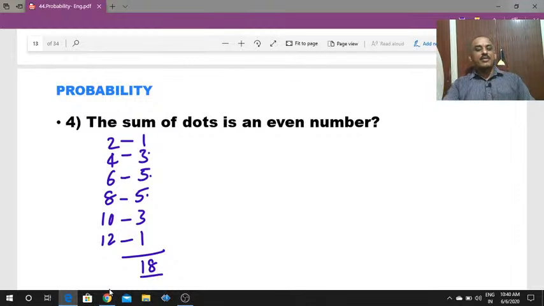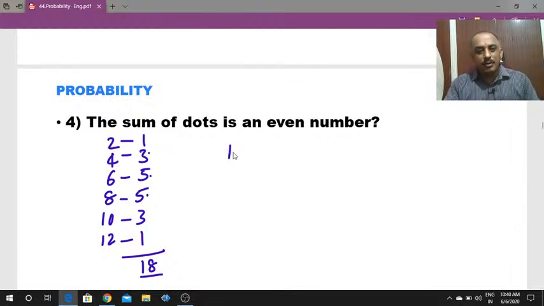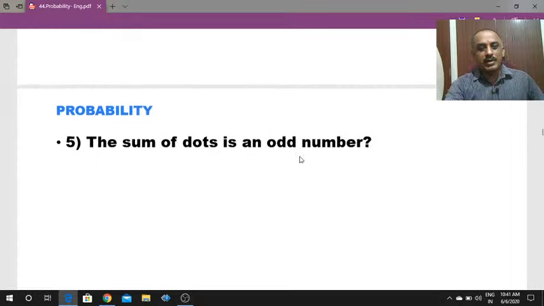So the sum of dots is an even number. How many possible outcomes are there? 18 possible outcomes. 18 by the total possible outcomes, 36. 18 by 36. 18 ones are 18, 18 twos are 36.